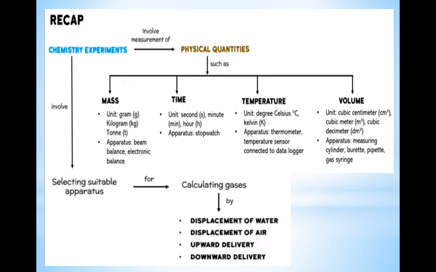Moving on. Volume. Volume units are cubic centimeter, cubic meter or cubic decimeter, and the apparatuses include measuring cylinder, burette, pipette, gas syringe, etc.